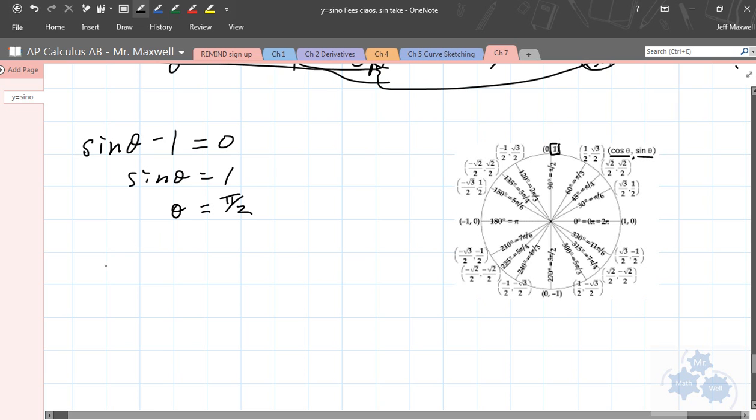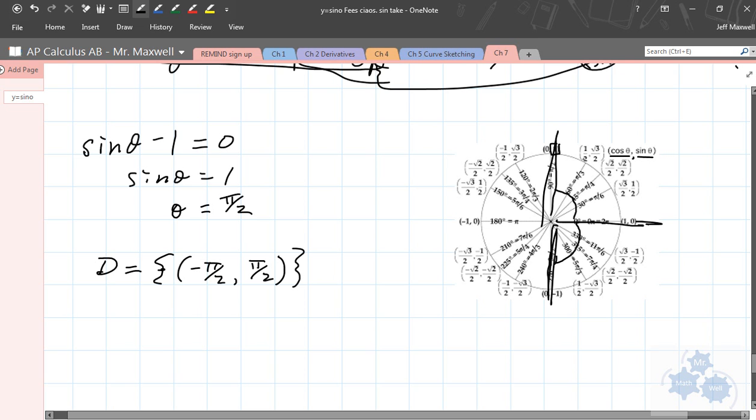Also, if we're talking about a domain of negative pi over 2 to pi over 2, if that's the interval, remember, here's 0 degrees. Negative pi over 2 is back here. Positive pi over 2 is over here. So we're talking about all of the angles from here to here. That's the domain there. Negative pi over 2 all the way through to positive pi over 2.